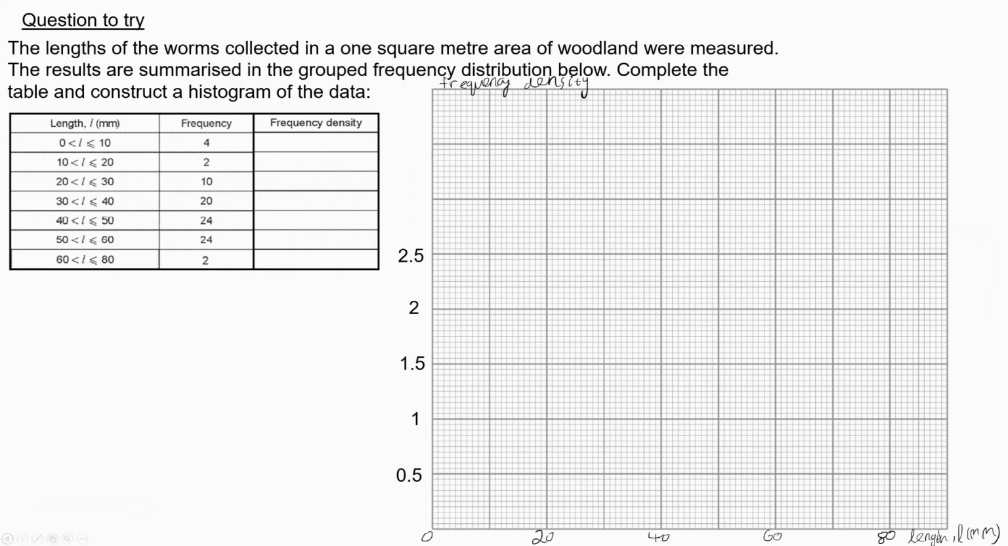Here's a question for you to try. So get some graph paper, and I'd like you to plot the histogram for the information on the length of worms given here. When you're ready for the answer, press play. Here is the answer. So you should have these values for frequency density. And then when you plot your histogram, it should look just like this.